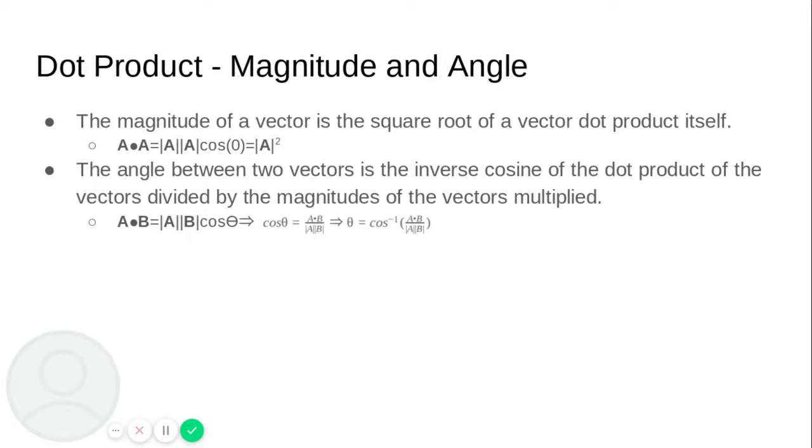The angle between two vectors is the inverse cosine of the dot product of the vectors divided by the magnitudes. So this is just rearranging that fundamental formula. A dot b equals magnitude a times magnitude b cos theta, and if we rearrange and solve for theta, that would leave us with arc cos of a dot b over magnitude a times magnitude b.